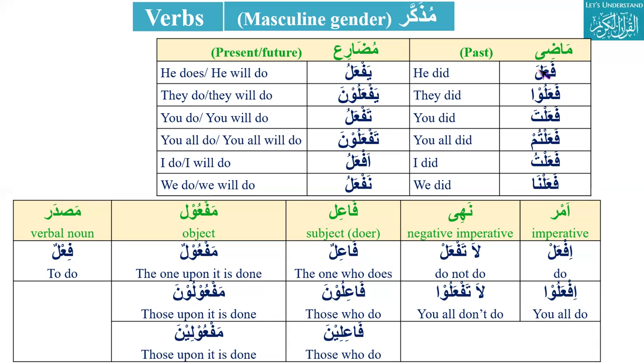Dual means two. Before doing the dual, we have to look at the normal case. What we do in the verb is singular and plural. Now we have to add the dual. In dual, normally we have to add alif. When we do the dual, we have to simplify the table, because there is no singular and no plural, only dual.